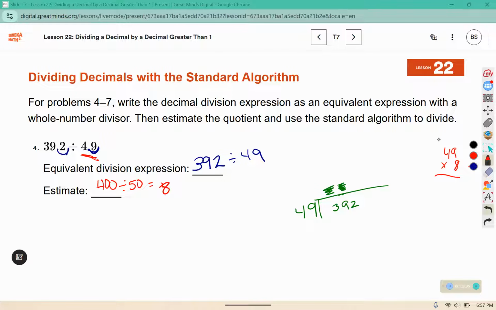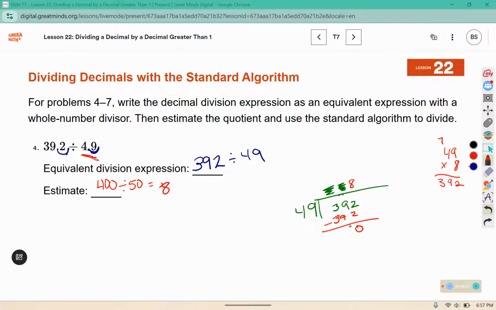Nine times 8, that's 72. 8 times 4 is 32, plus 7 more is 39. So that's an 8. 392 leaves us with 0. So our final answer is 8.